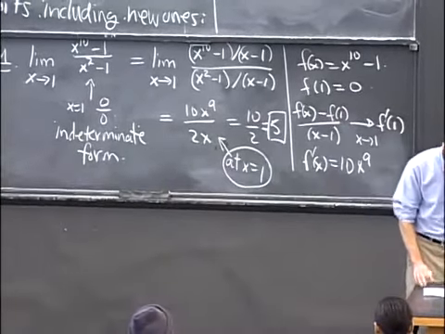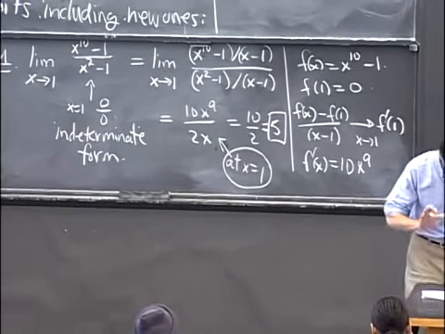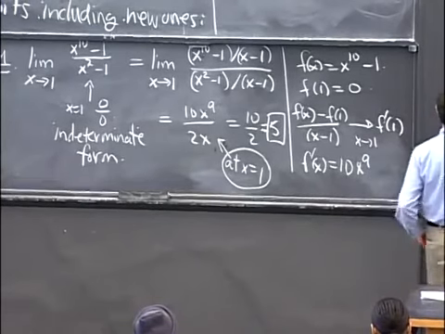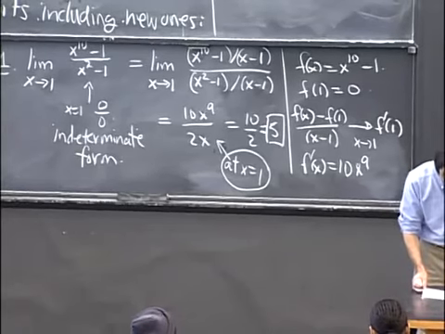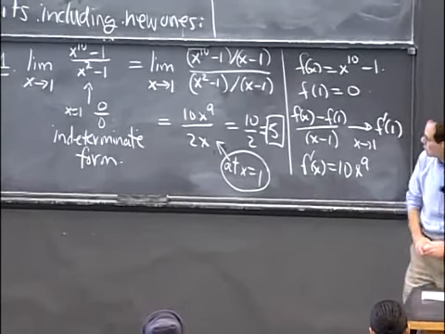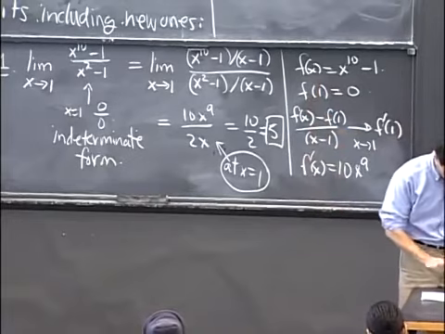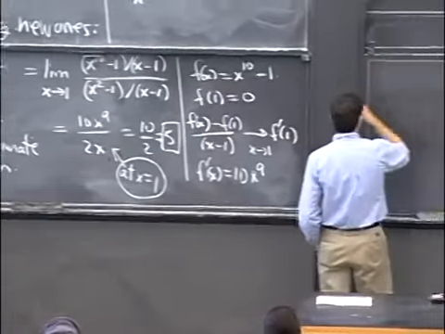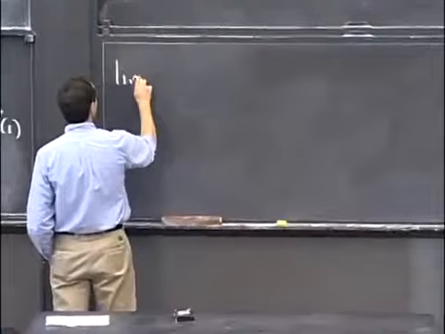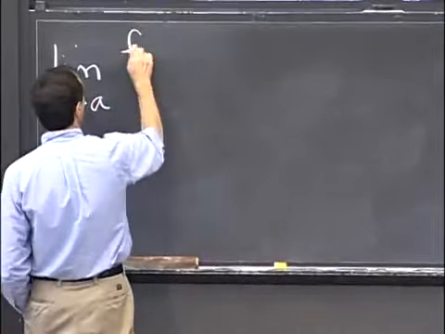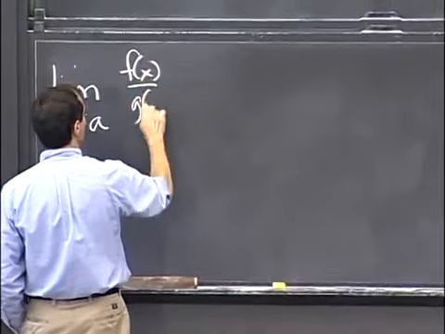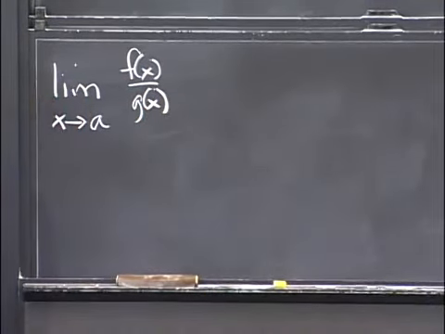What I want to do now is just carry this method out systematically, and that's going to give us the approach to what's known as L'Hopital's rule, my main subject for today. So here's the idea. Suppose we're considering in general a limit as x goes to some number a of f of x divided by g of x. And suppose it's the bad case where we can't decide.